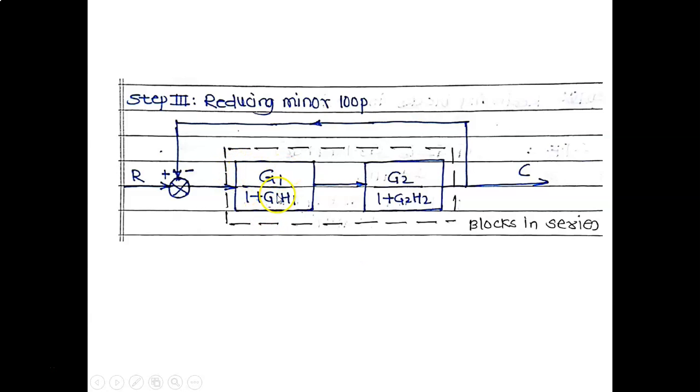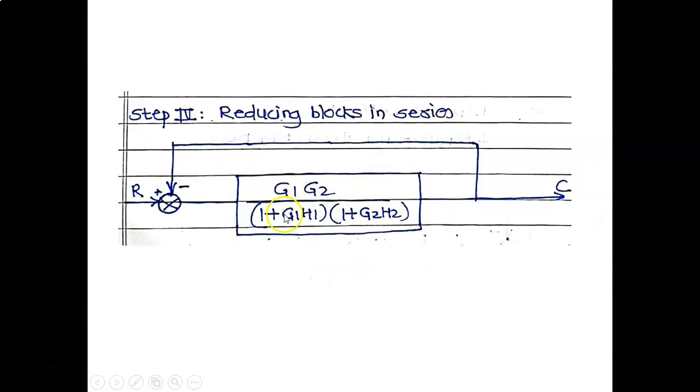See here, G1 divided by 1 plus G1 H1, G2 divided by 1 plus G2 H2. Now these two blocks are in series, therefore they will get multiplied with each other. Therefore, G1 G2 divided by 1 plus G1 H1 into 1 plus G2 H2. And here, unity feedback is there. Now this is again a unity feedback system. Therefore, we will reduce this feedback loop.